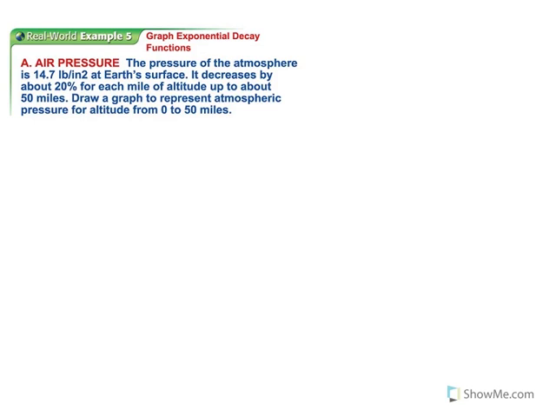Our second word problem, example 5a, says the pressure of the atmosphere is about 14.7 pounds per inches squared at Earth's surface. It decreases by about 20% for each mile of altitude up to about 50 miles. Draw a graph and represent atmospheric pressure for altitude from 0 to 50 miles. So the first thing that we're going to do is identify our A and our R.